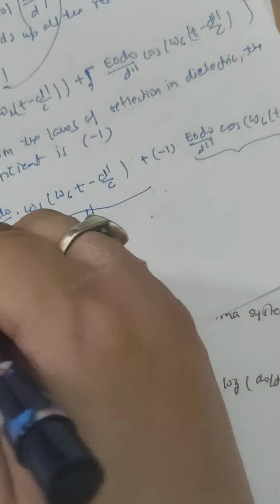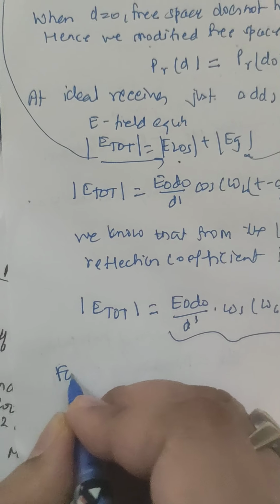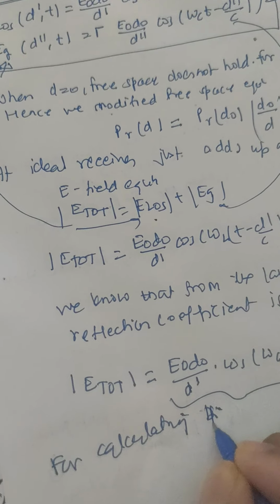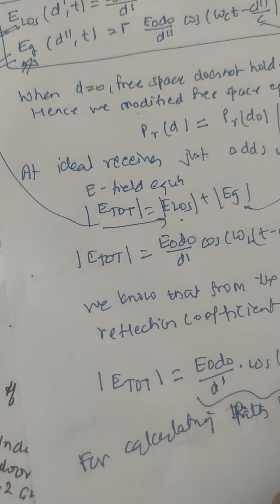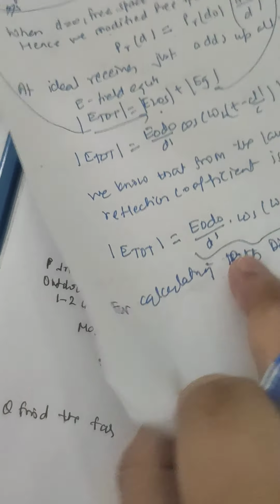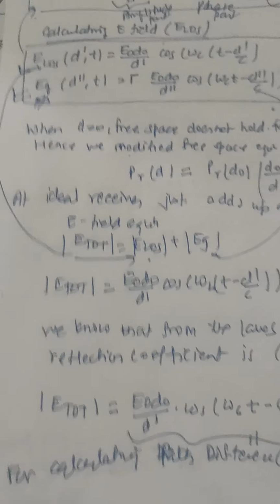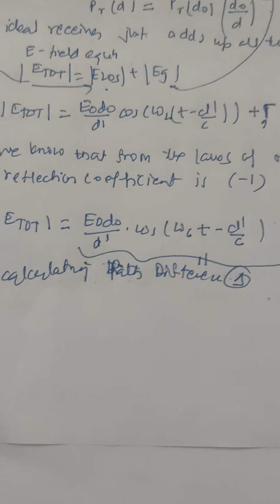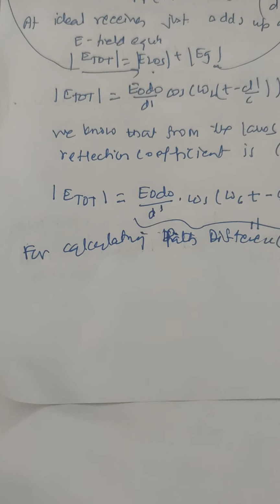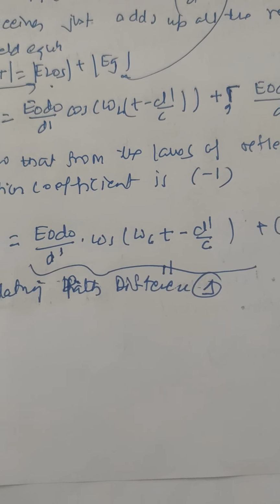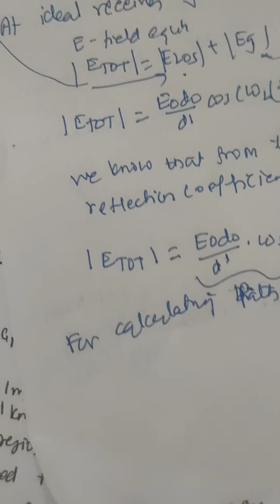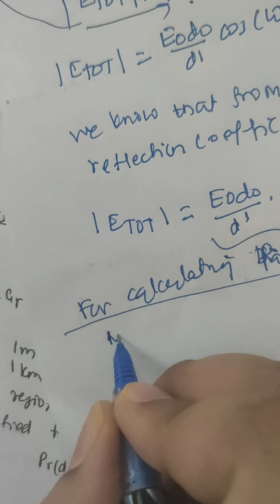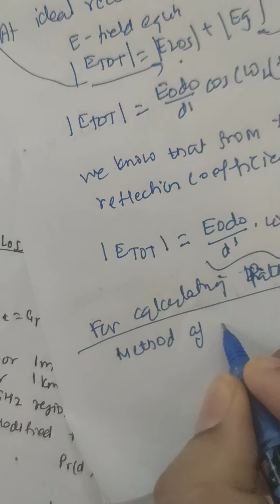So next we are going to calculate the path difference, that is delta. Since the two rays travel different distances, it is important to calculate the path difference. To find the path difference between the two waves, we use the method called method of imaging.